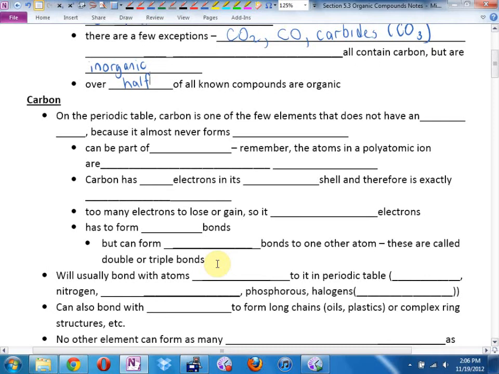But boron isn't quite as nice as carbon. It's one of the few elements that does not have an ionic charge. And the reason is it almost never, again, I can't say never because there are exceptions to every rule, but it almost never forms ionic bonds. If it bonds, it's going to bond covalently by sharing electrons.